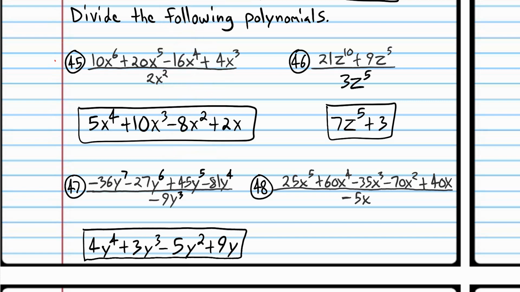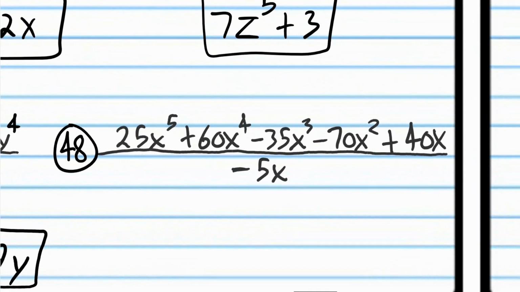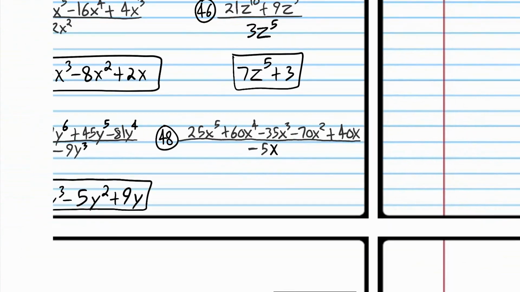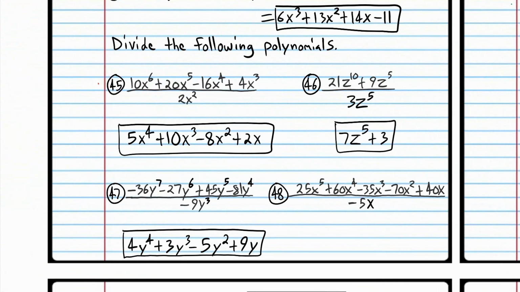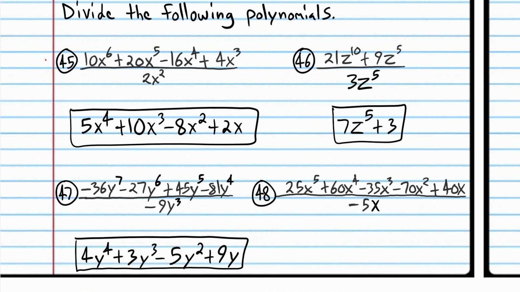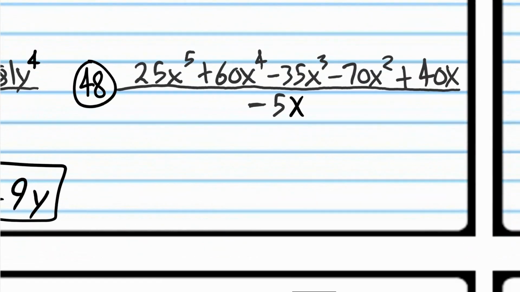Now for number 48, be aware that this x down here has a power of 1. There is no 1 there, but remember, if there's no exponent, it's assumed to be 1. So go ahead and try 48. When you come back, we'll do it together. Okay, we're back.